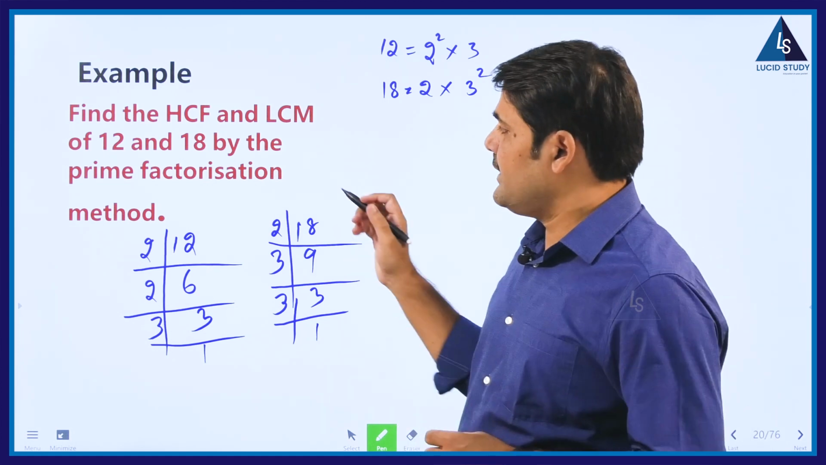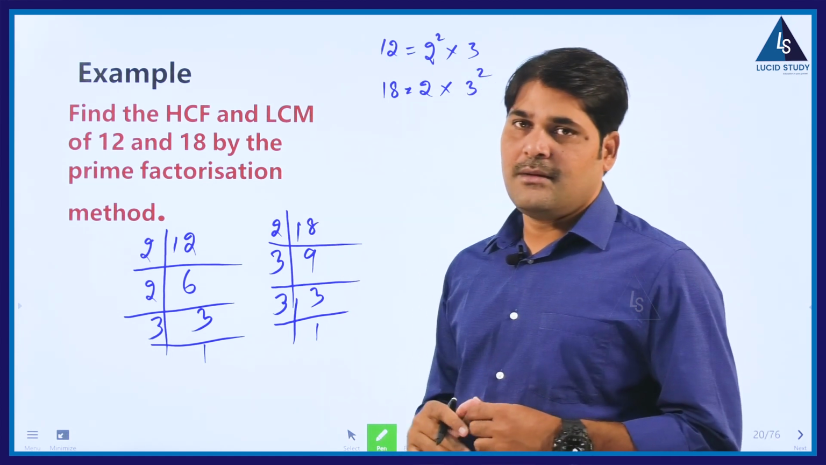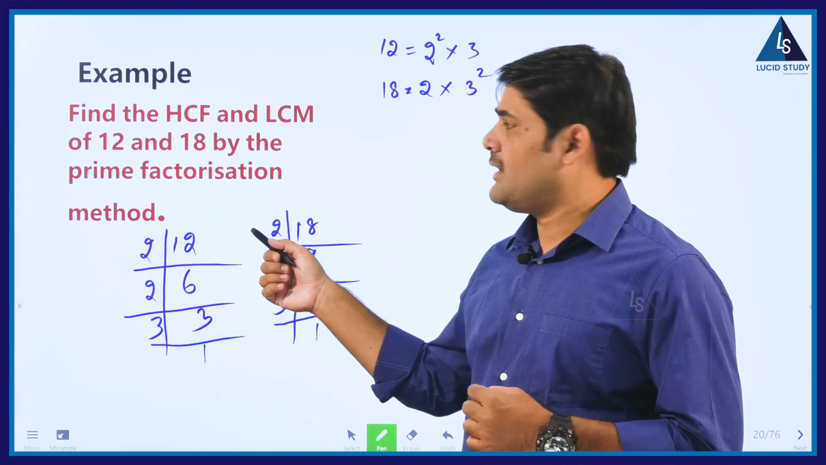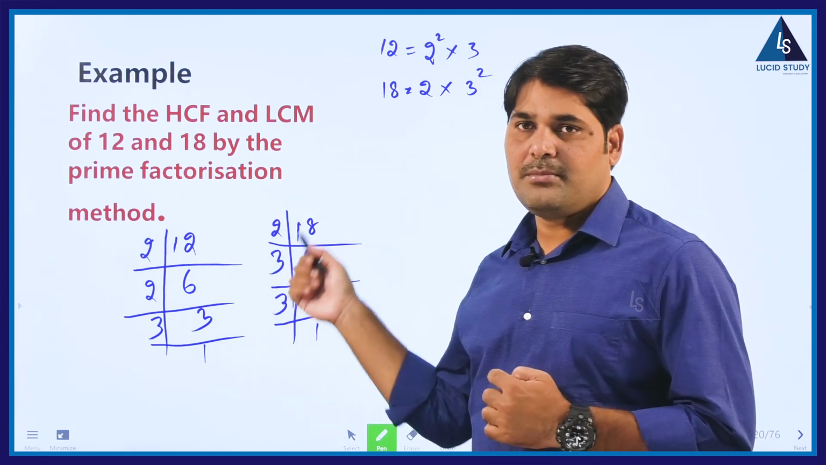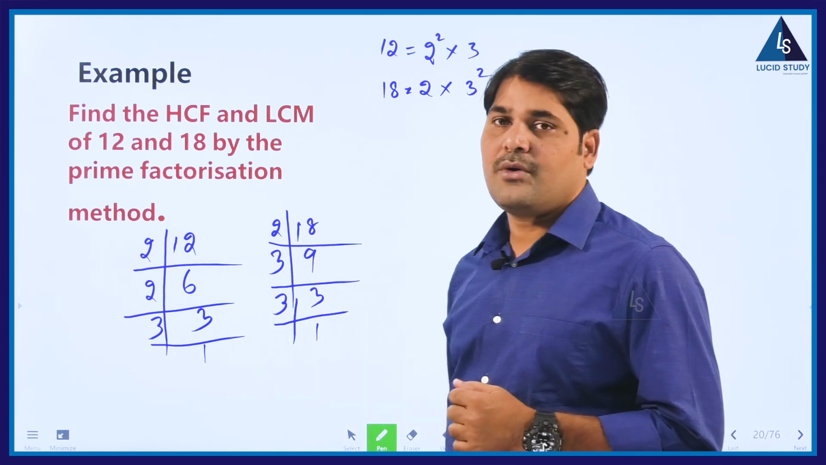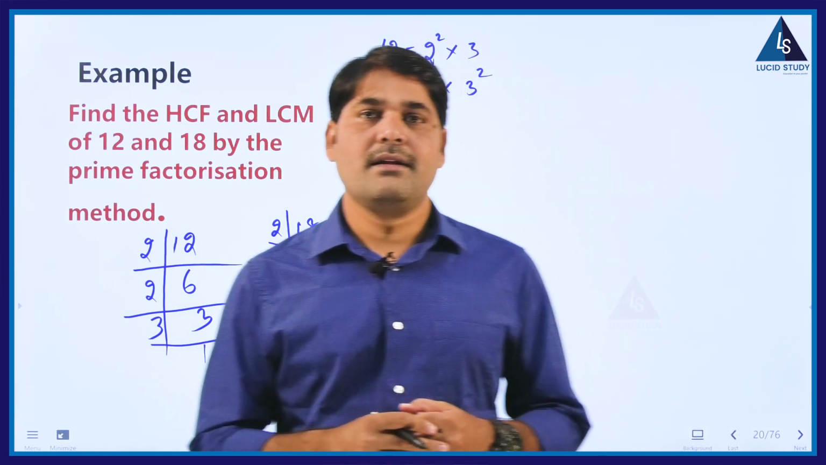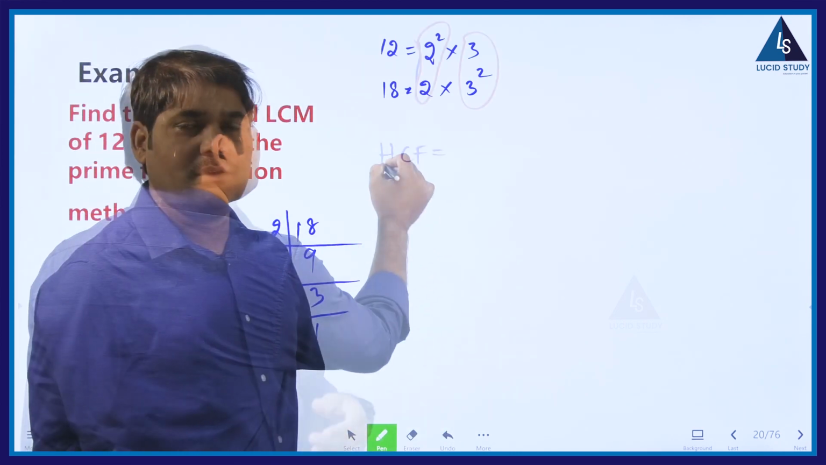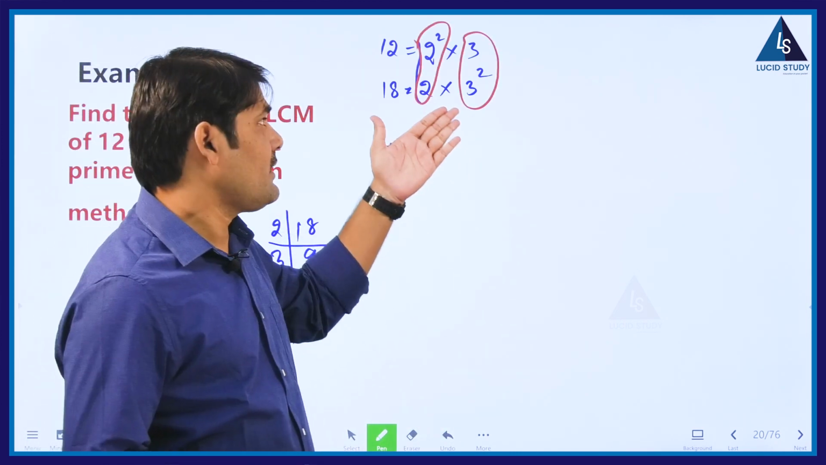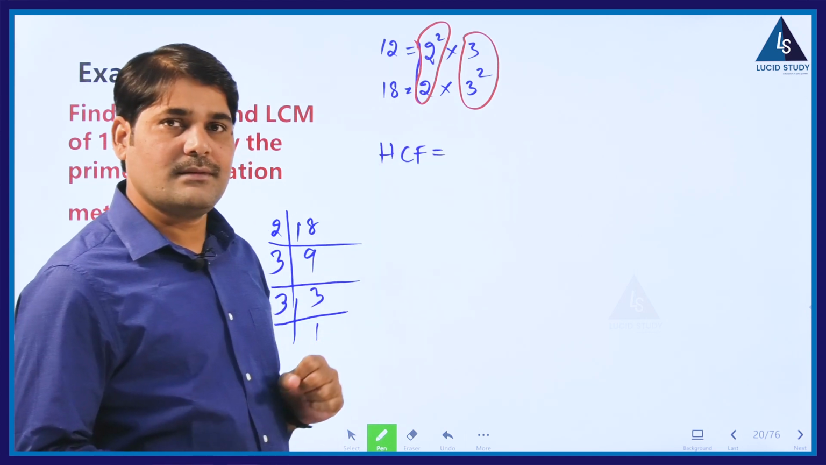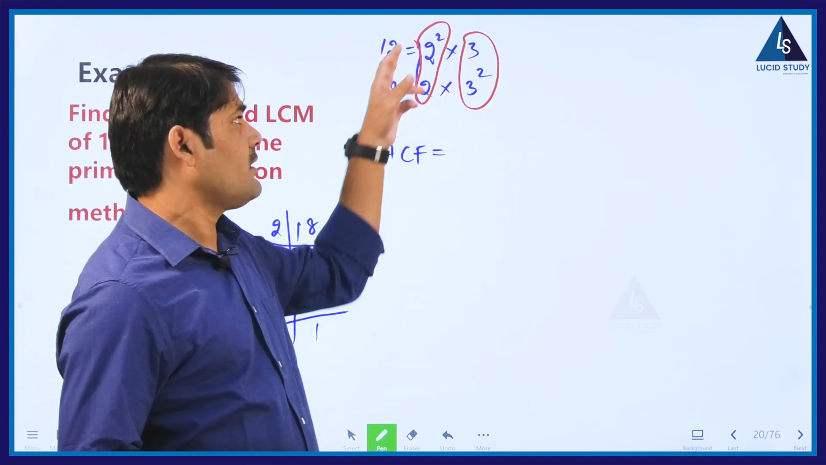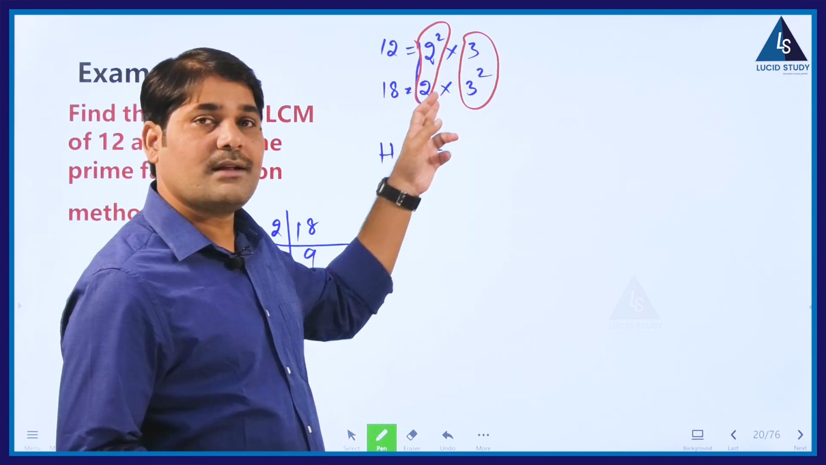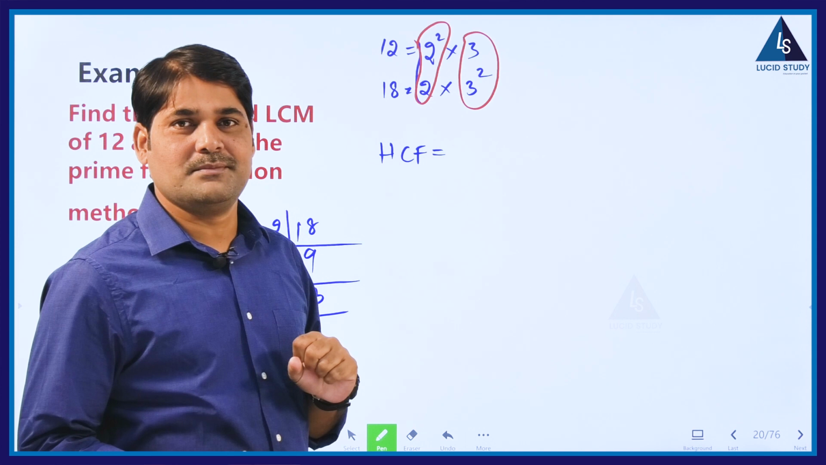Now we need to find HCF and LCM from this. First, prime factorization, he told. That is why I am writing the given numbers into prime factors. Now I am going to find HCF and LCM. See how to find HCF. After writing them into prime factorization, we will pick out the common factors in both. 2 is a common factor and 3 is also a common factor.